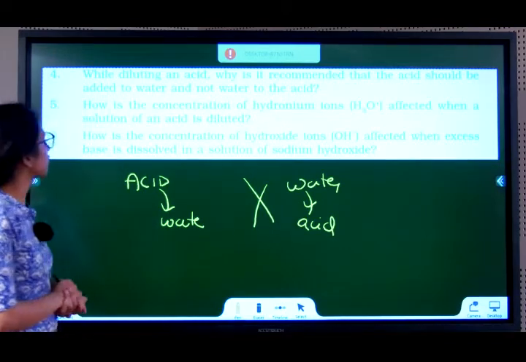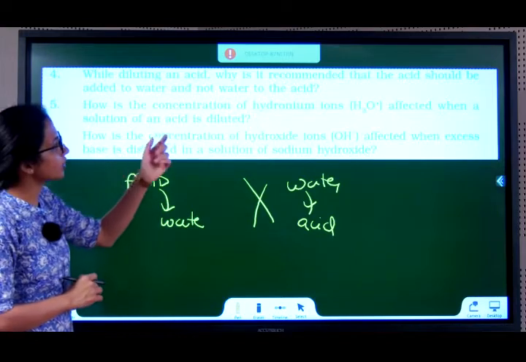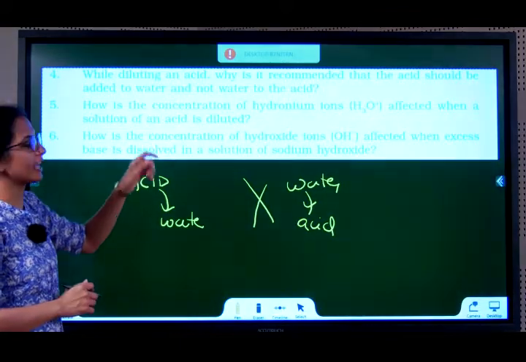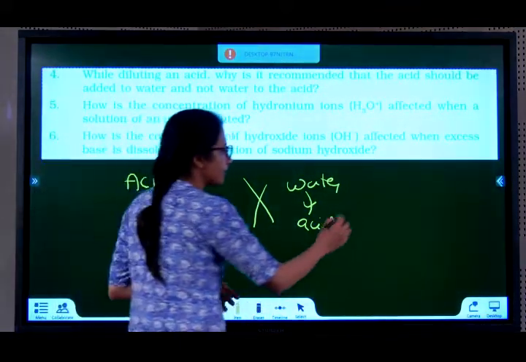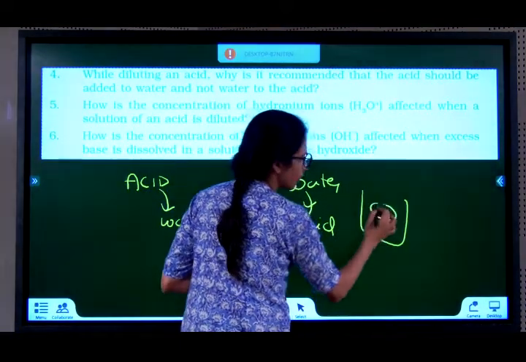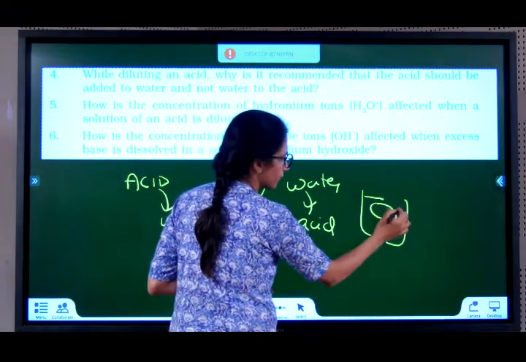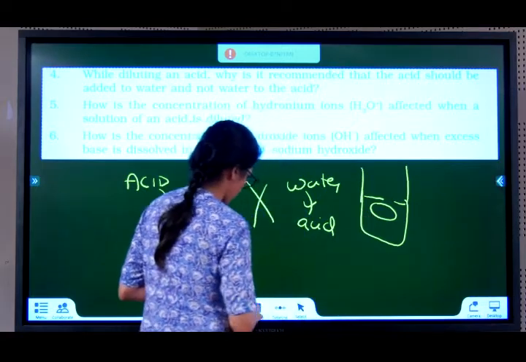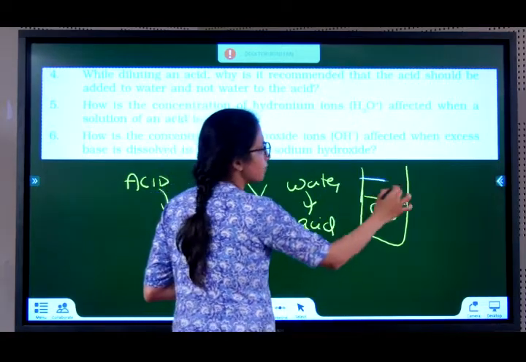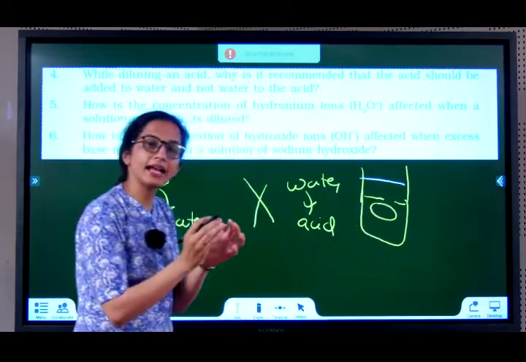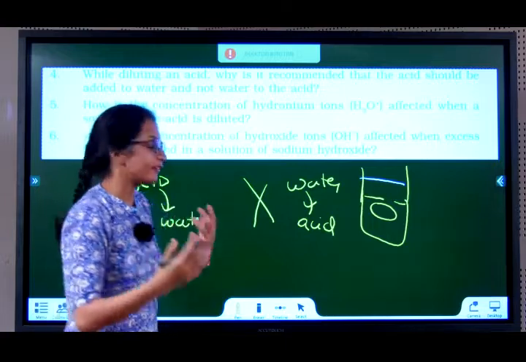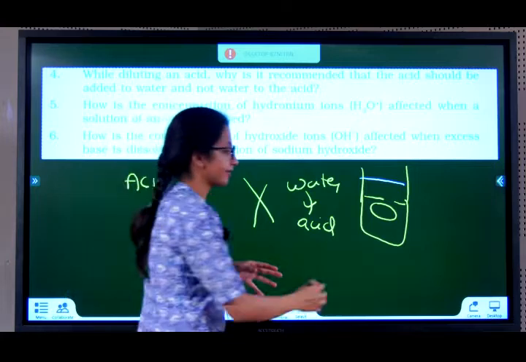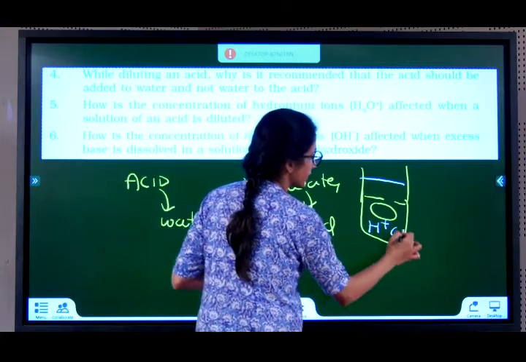Question 5. How is the concentration of hydronium ions affected when a solution of an acid is diluted? That means we have a little bit of acid in water. I am diluting it. I am adding more water now. If I add more water in it, there is little acid, more water. What will be the hydronium concentration? The amount of ions in it, H plus and Cl minus. I already did this example.